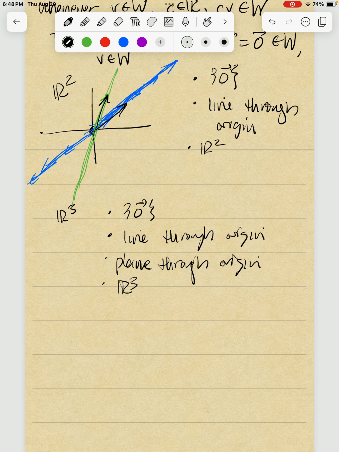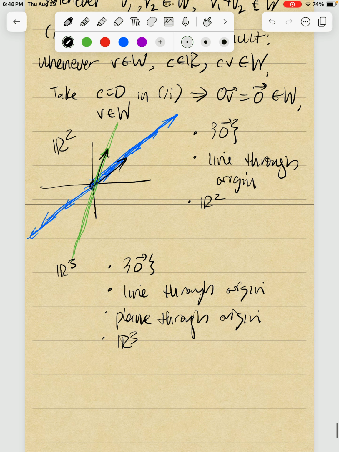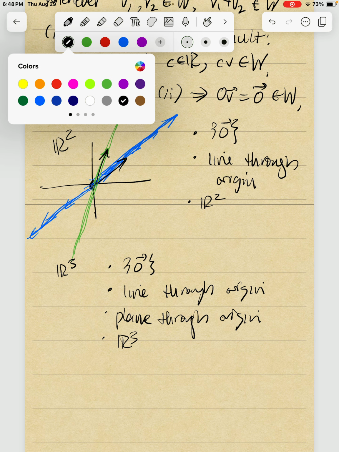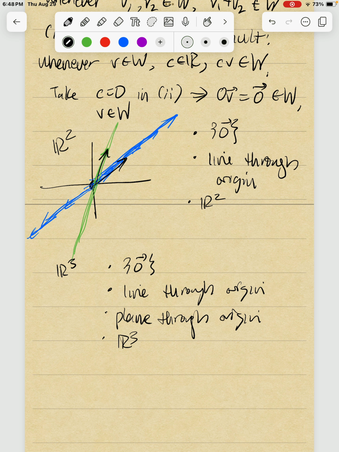And there's an infinite number of subspaces of R2 and R3 because there's an infinite number of lines through the origin, and in R3 there's an infinite number of planes through the origin, right? But whenever you have a line through the origin, we call it one-dimensional. The subspace that just consists of the origin is a zero-dimensional subspace. A line through the origin is a one-dimensional subspace, and R2 is two-dimensional.